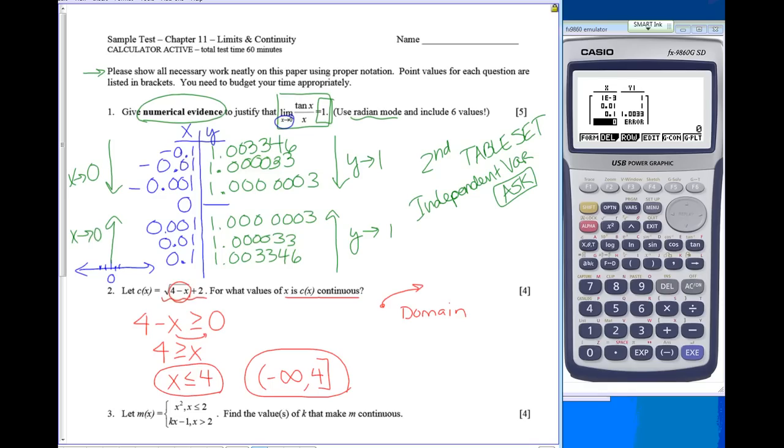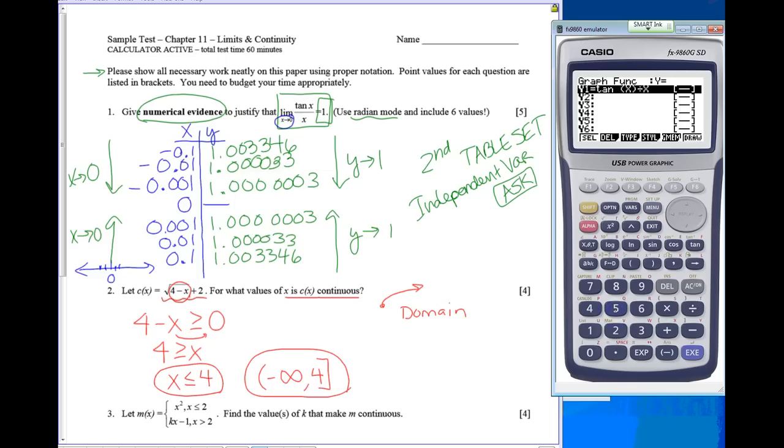Since I'm allowed to use my calculator on this part of the test, if I wanted to confirm this graphically, I could go into my graph and type in this function, the square root of 4 minus x, and then the plus 2 on the outside. I'm going to go to a standard window, and I can see the negative with the x has flipped me to the left. The 4 on the inside has scooched me 4 to the right. The 2 on the outside has scooched me up 2. If I were looking at this point right here on my graph, the coordinates of that point would be over 4, up 2. So that's why I'm saying that x could be anything less than or equal to 4.